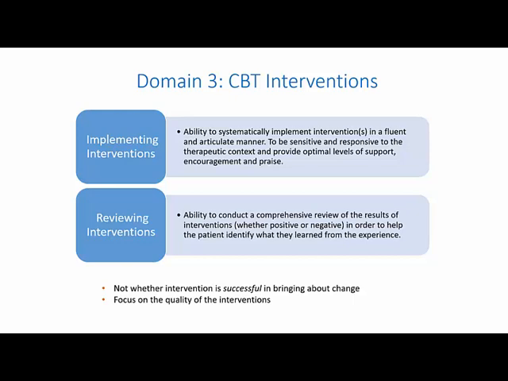Then finally, thinking about reviewing interventions. So this is whether the therapist provides a comprehensive review of the results of the intervention, whether they turned out as expected or not, and whether they helped the patient to identify significant learning from that experience. Again, whether that outcome was positive or negative, or as expected or not.